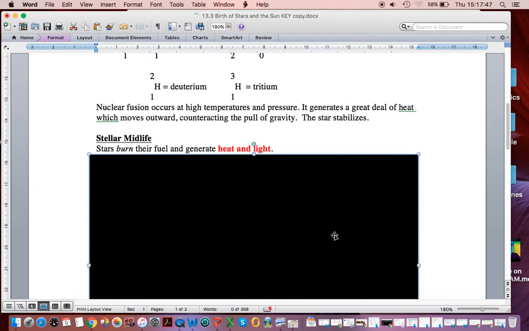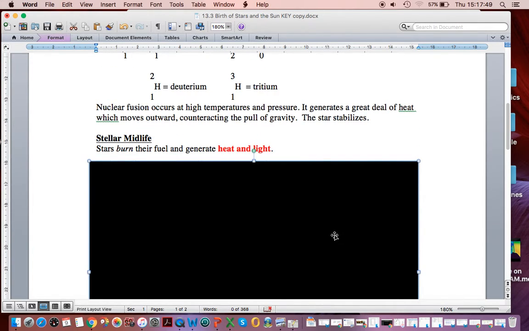Now we move to the midlife. Stars are chugging away through their fuel, the hydrogen, and as they do this, they produce heat and light. The size of a star is a balancing act. The heat is wanting to force it outwards, and gravity is pulling it inwards. Those two forces are balancing out and will dictate the size of the star.